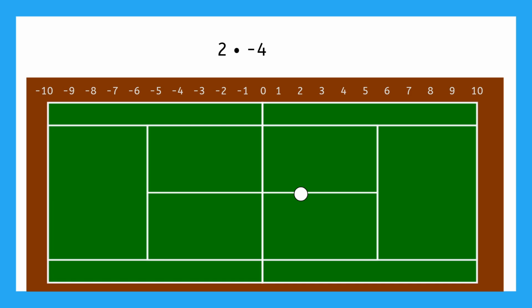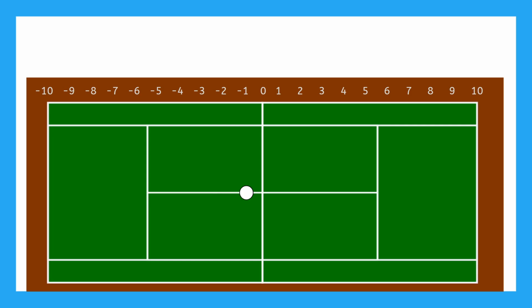2 times 4 would be 8. The 2 is on the positive side, but because the 4 is negative, it changes the sign to negative 8. Again, this also applies to division. 9 divided by 3 is 3, but because the second number here is negative, it changes the sign to the other side, landing at negative 3.